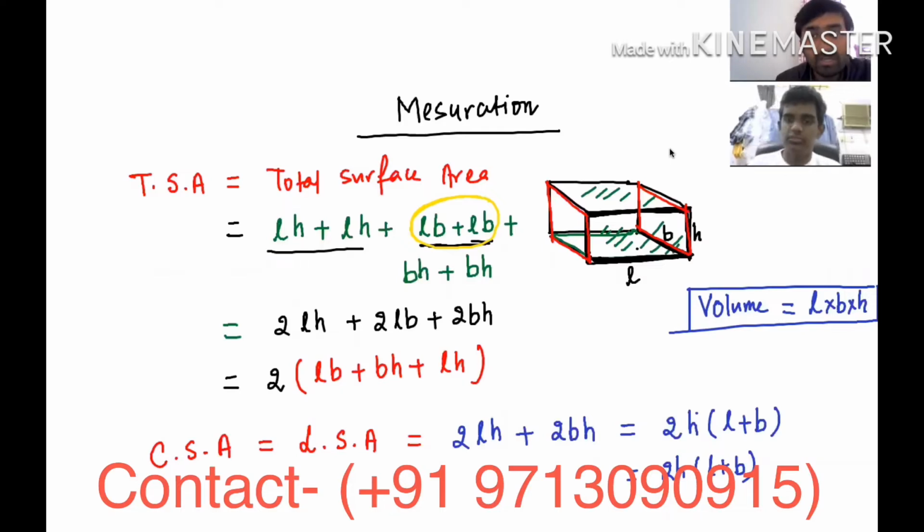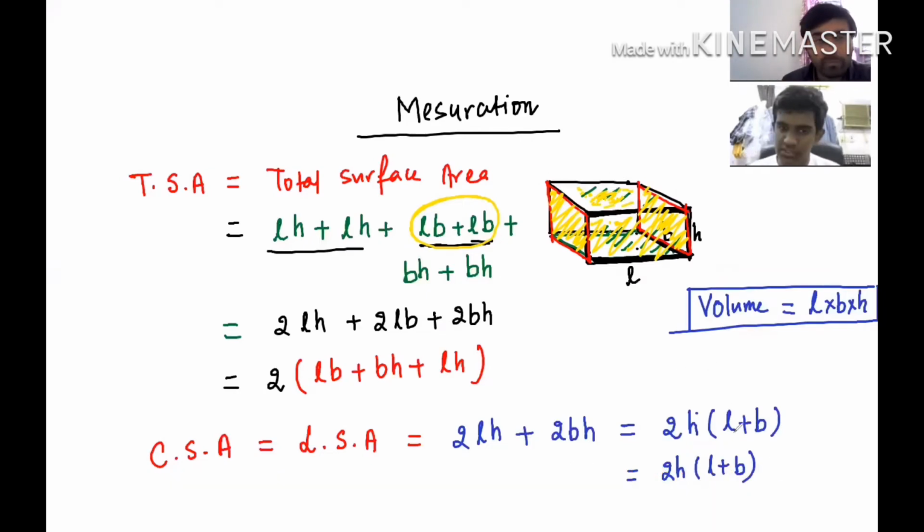In this cuboid, what is the CSA? If we talk about this cuboid, CSA will be this part: this wall, this front wall, and the back wall, and the back wall. Fine? Leaving the top and bottom, that forms the CSA. Is it okay now? Yes, so it's fine.